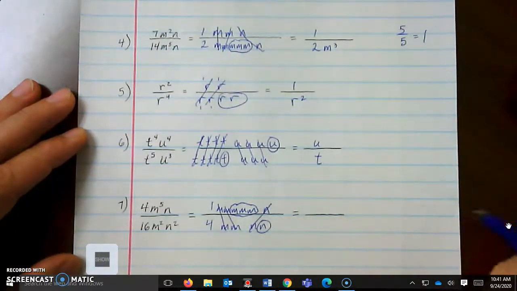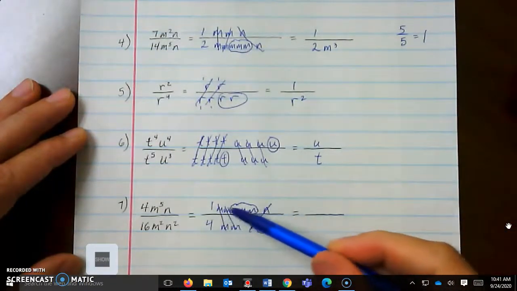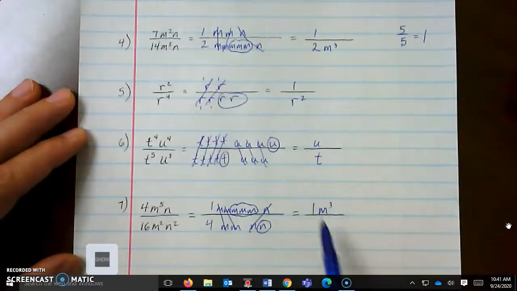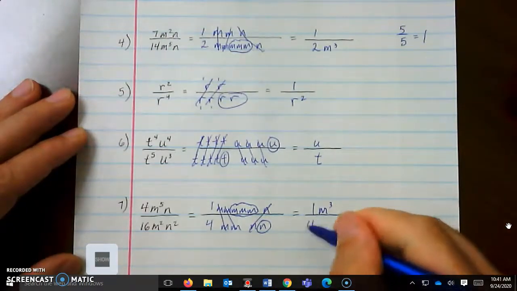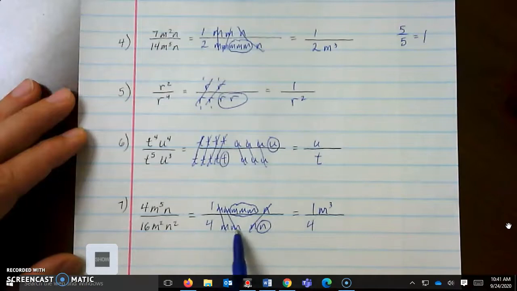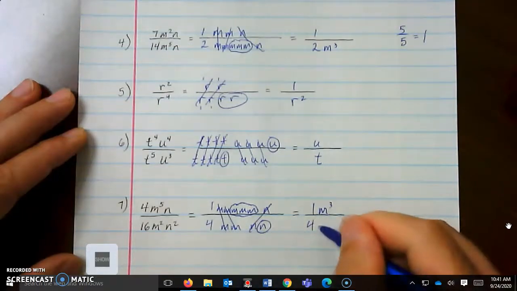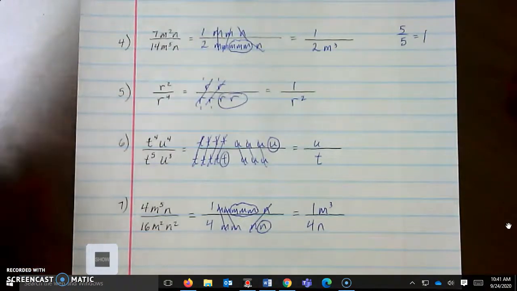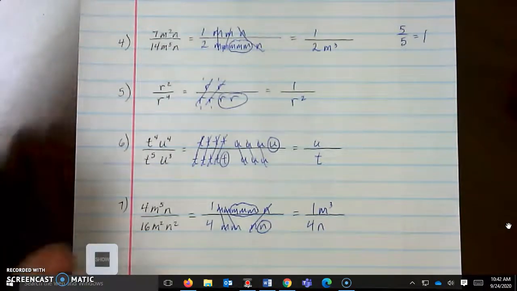So I'm going to bring over everything. I have the 1 M to the third in the numerator. Now, since there's an M there, I don't need the 1, but it's okay to have it. I need the 4. M's are not in my denominator, but there's an N. I simplified these fractions, everyone. So write them out, cross them out, be organized.